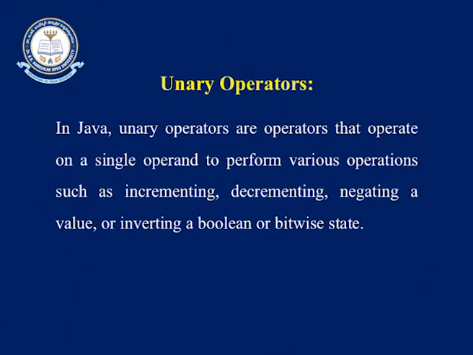In Java, unary operators are operators that operate on a single operand. Operand, it could be a variable or an object where the operator is applied in order to perform various types of operations such as incrementing, decrementing, negating or inverting a boolean or bitwise state. We will see some of the unary operators that are used in Java.